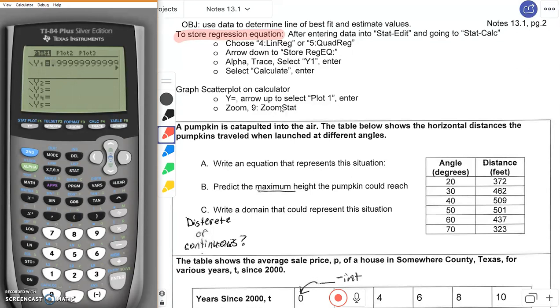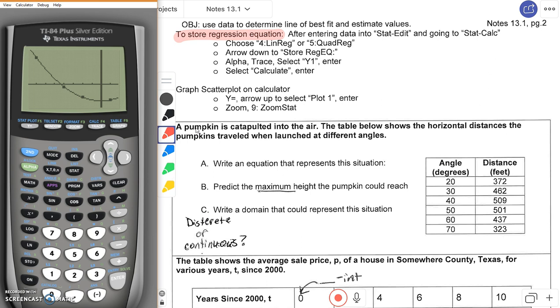Then I also want to use the stat one, and what I do by using zoom 9 is it shows me all of my points that I put into stat. So if we go zoom 9, there are all of my points and my perfect line that goes through every single one of them. So that's what we're going to use to answer questions that are like this.